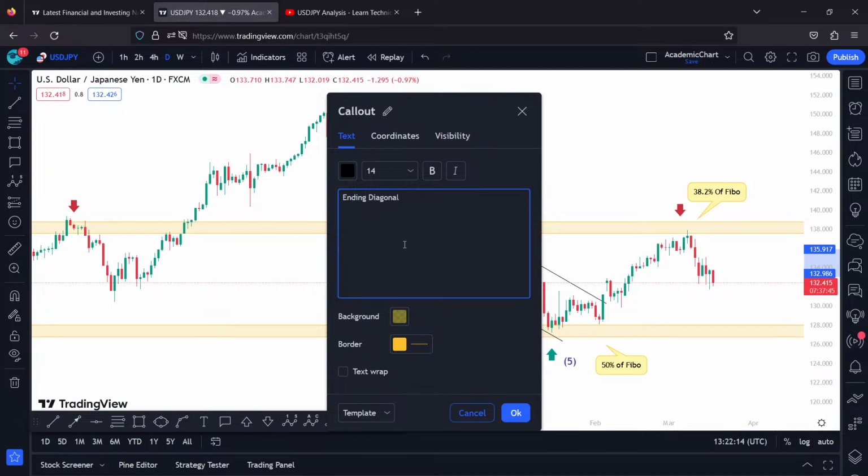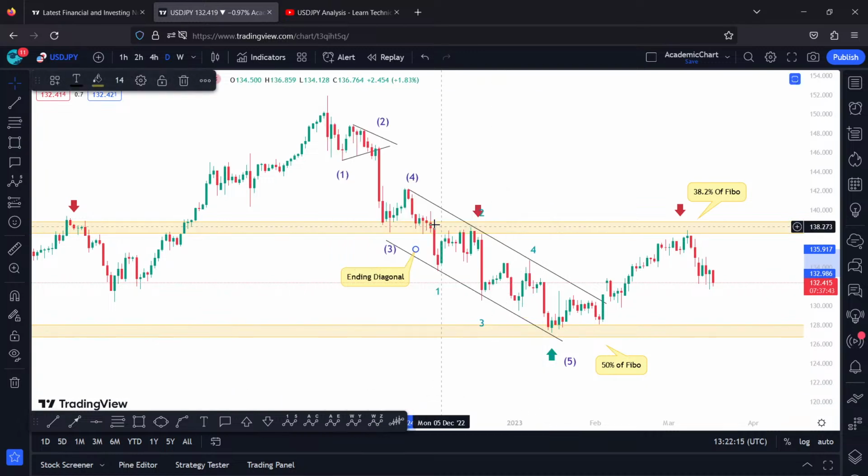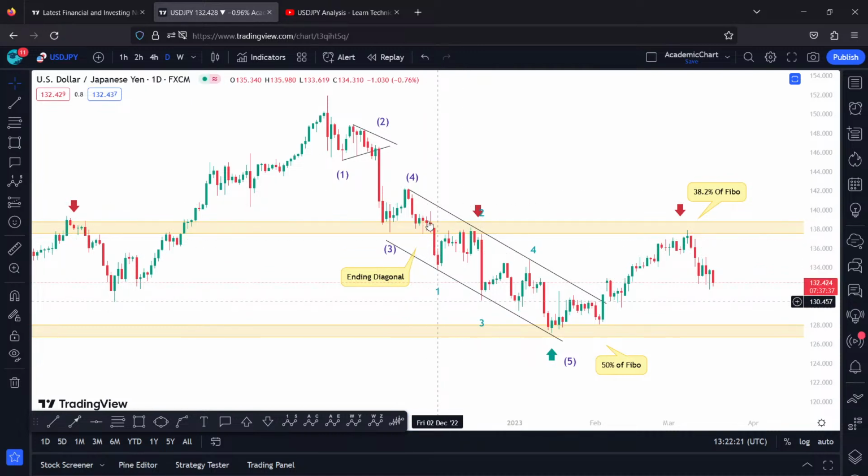Let's just fix the typo. This ending diagonal, it is exactly its behavior. It's still an impulsive wave and consists of five waves, as we are indicating already. And also, this is not very sharp because, as you can see, the correction of the fourth wave has entered the territory of the first wave, but also it is actually happening in the long term.